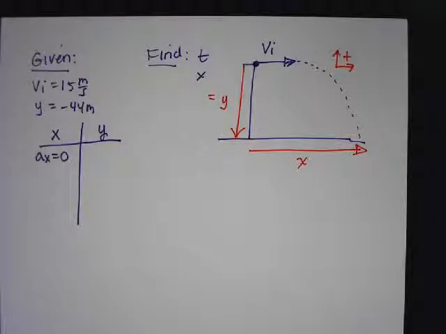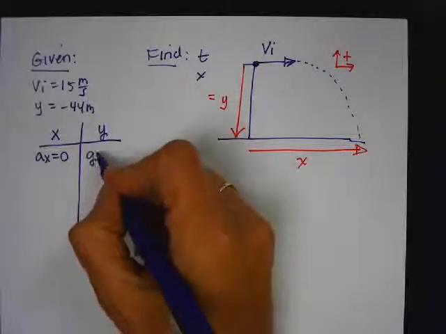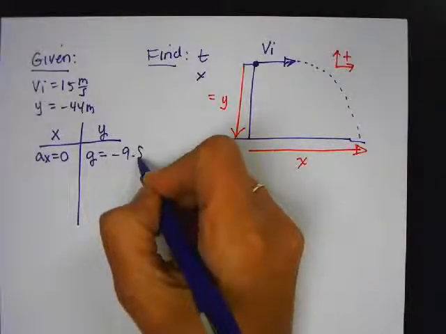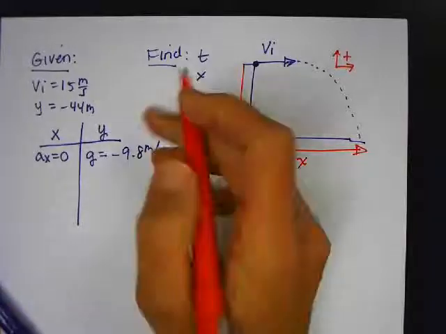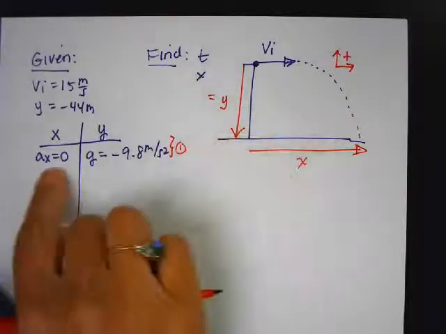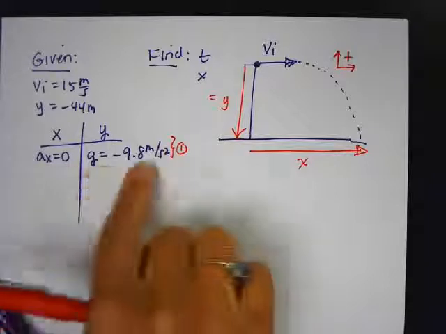Now, the vertical motion is G, the acceleration. It's always going to be 9.8 meters per second squared. So in every single problem, you're going to write this no matter what, because that's never going to change.